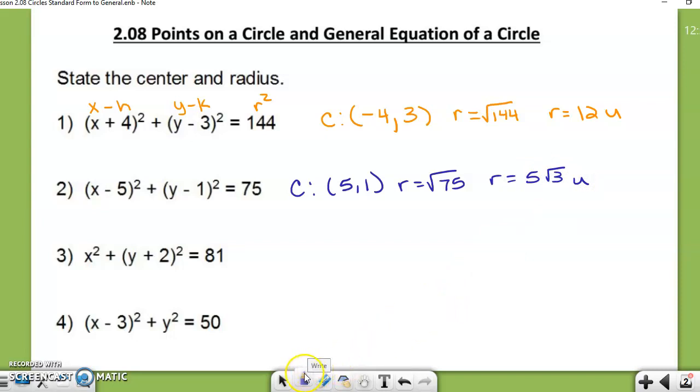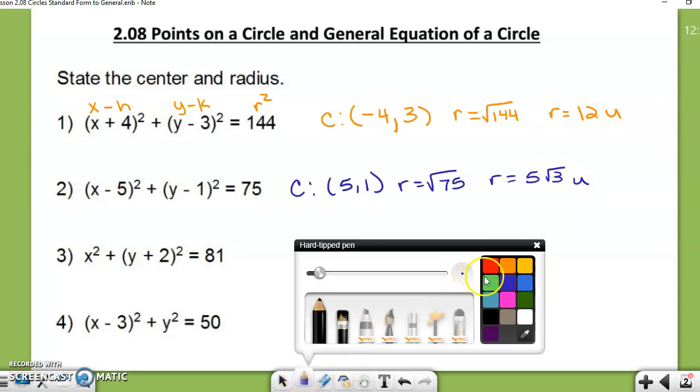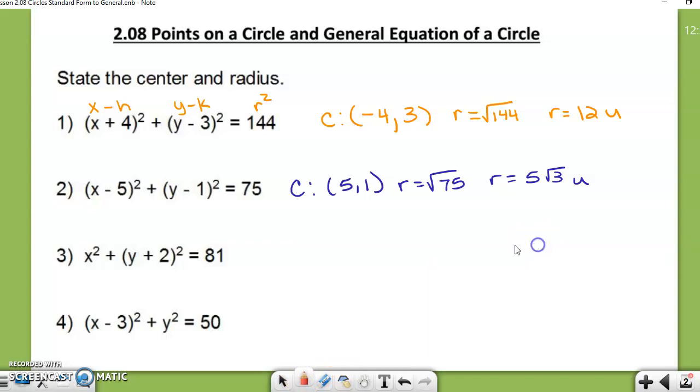Okay, if you miss it, you just want to try to work backwards to that. And be sure to bring in your questions. So let's look at number 3 together. There is nothing with this x, so this had to have been x minus 0 squared, making h 0. And now this is a plus, so it should have been minus a -2. So when I look at my center here, the x value is going to be 0, the y value is -2, and my radius equals the square root of 81.